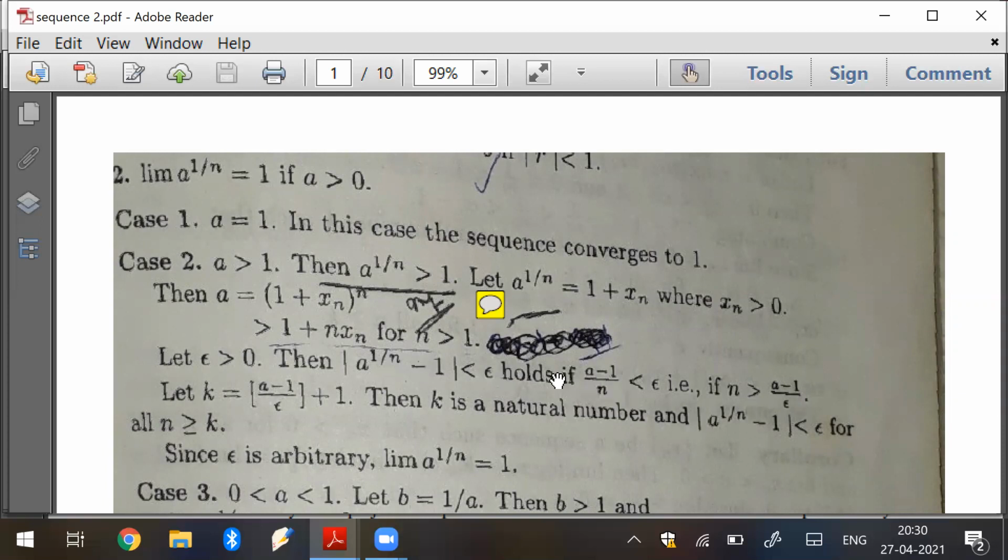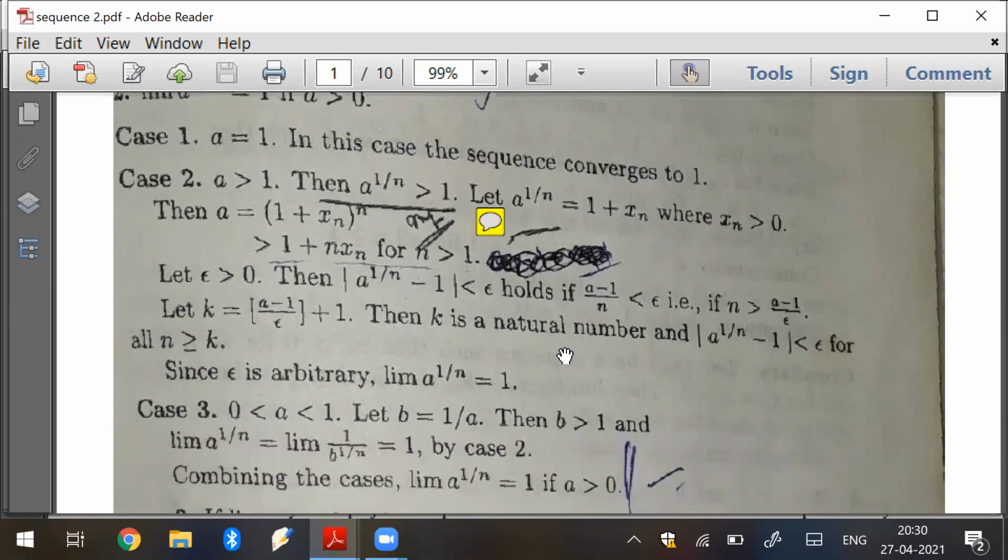Nothing specific about it to mention. We are just simplifying this as far as needed to find the n for which we will be working. Okay, so in case we do that, here what I am getting, see here, a has been expressed as a greater than 1 plus n xn. So (a minus 1) by n is greater than xn.